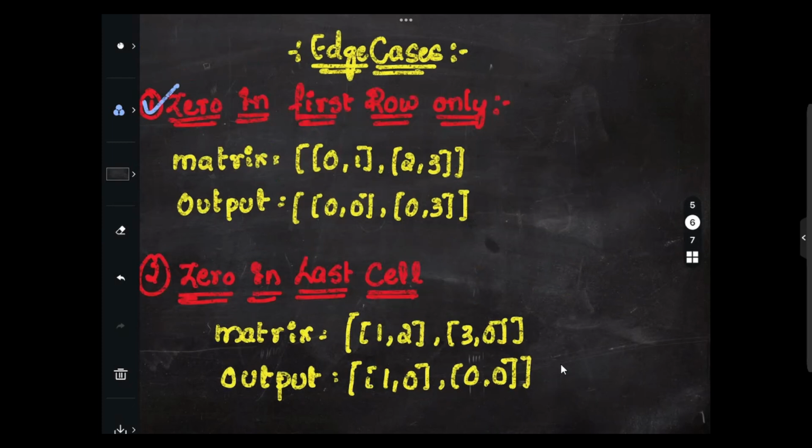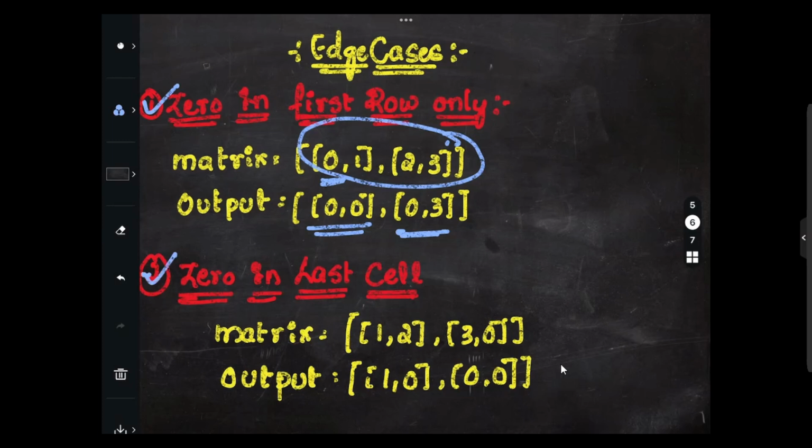So when I say 0 in first row only, we have 0 in the first row only, right? Here you can clearly see 0 comma 1, 2 comma 3, 0 comma 1, 2 comma 3. So the output that we got here is 0 comma 0 and 0 comma 3. This one I'm speaking of, right? 0 comma 0 and 0 comma 3.